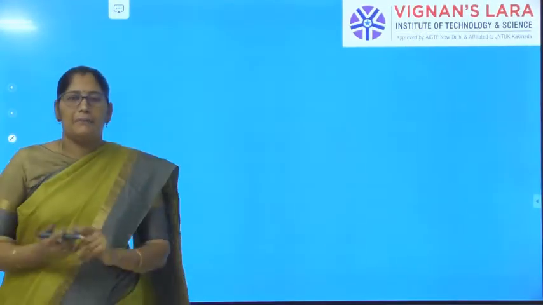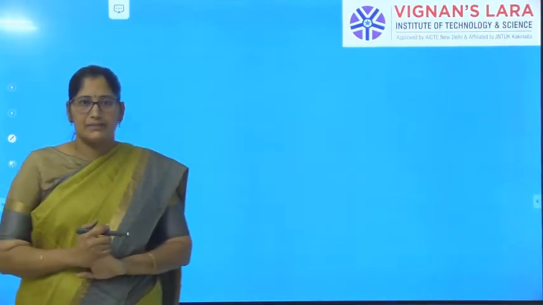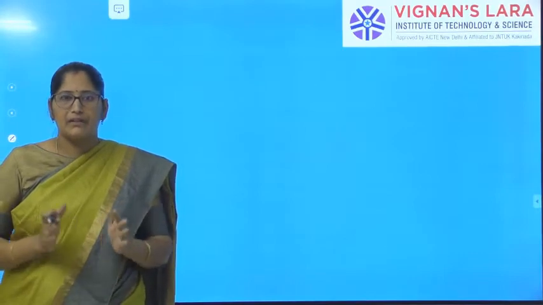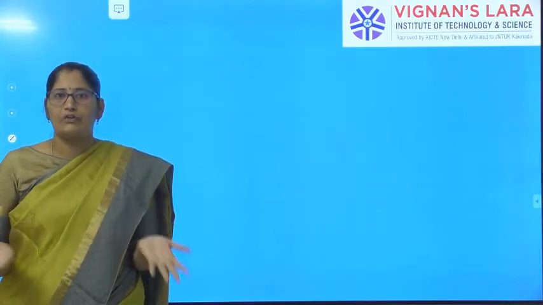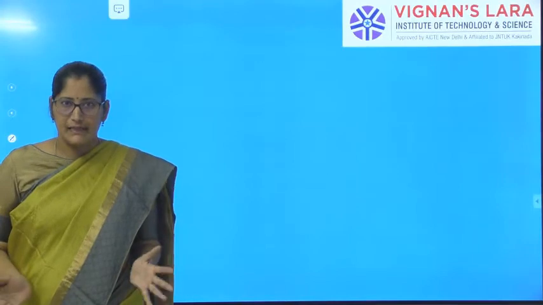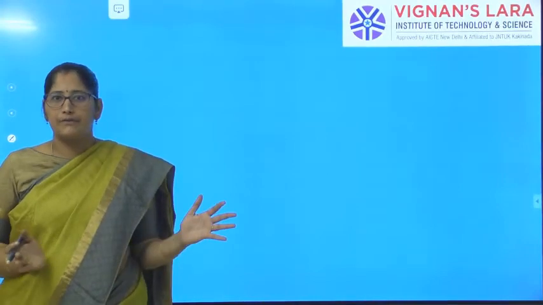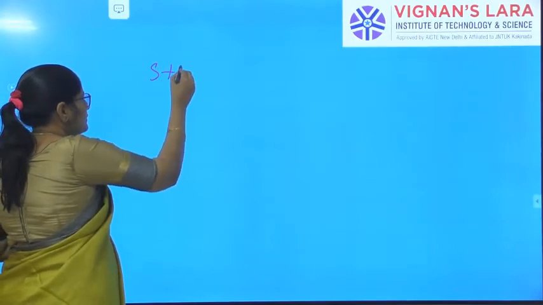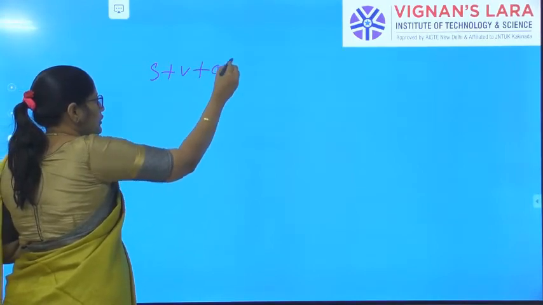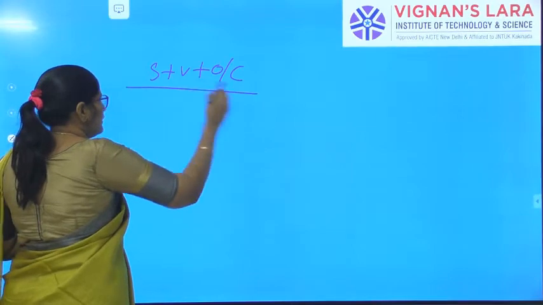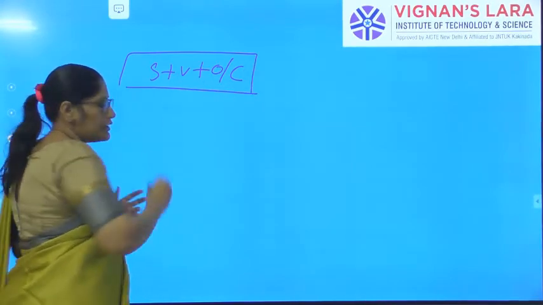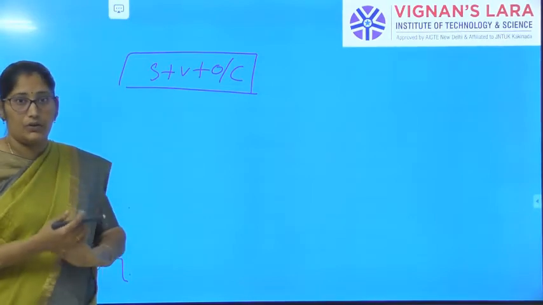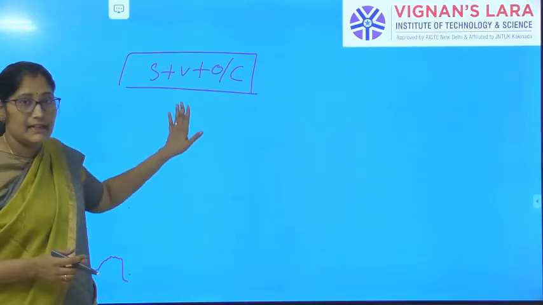Okay, before we start the structures, we have to know why the structure plays a pivotal role. For example, without the structure, we can't frame sentences. How do sentences follow? We know the order. Why this order? Subject plus verb plus object or complement. This is the order for a sentence. We know the structure.